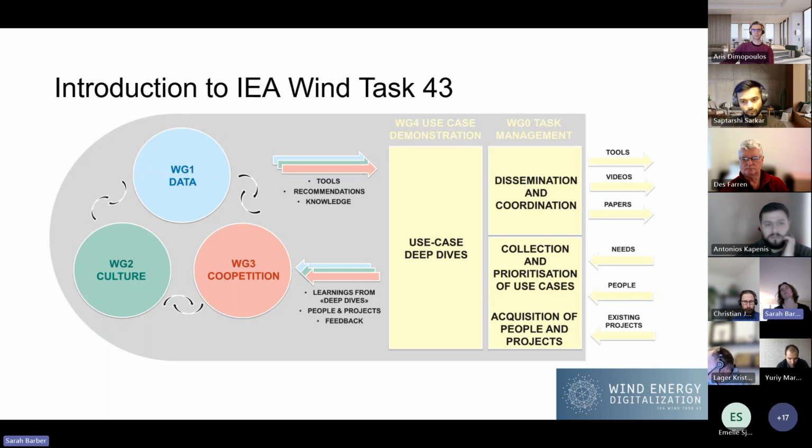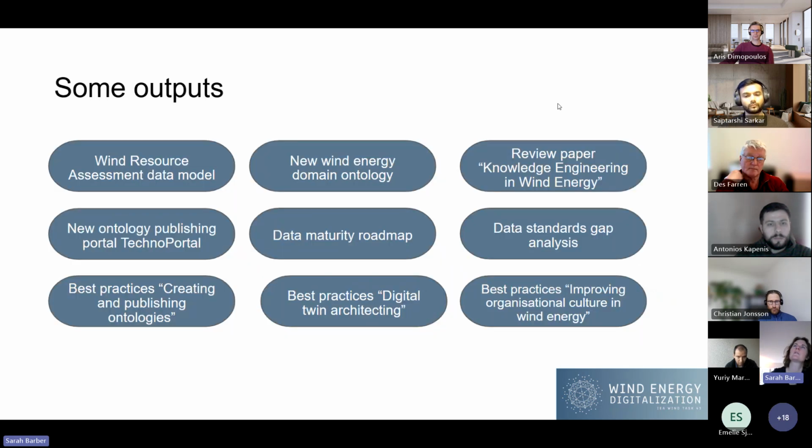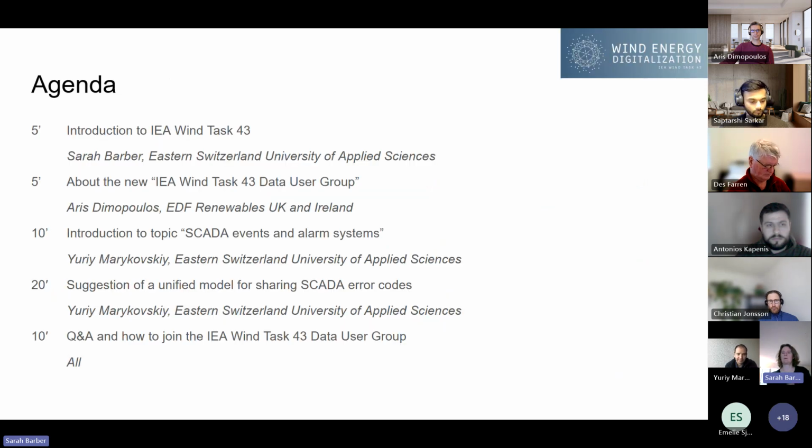Task 43 works around these three areas. We have three working groups in these areas, but then we also have a use case working group and some management activities. An example of some of our outputs is the wind resource assessment data model. We've published a new ontology portal called Technoportal. We're developing best practices for publishing ontologies and for digital twin architecting. We've done a data standards gap analysis. We've also published a really nice paper about knowledge engineering and wind energy. So that's a very quick overview.